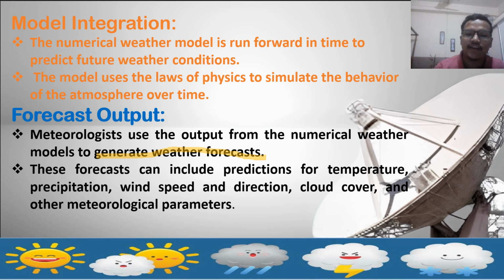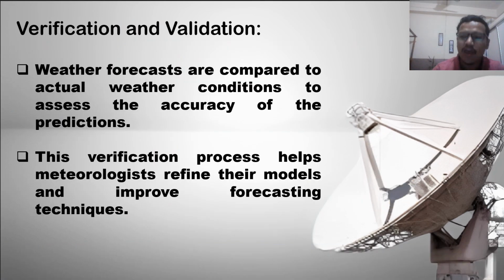And these forecasts can include predictions of temperature, precipitation, wind speed and direction, cloud cover, and other meteorological parameters. Next, after all those models, we need verification of the results. It should be verified and it should be valid and up to date, right? So we go to verification and validation.